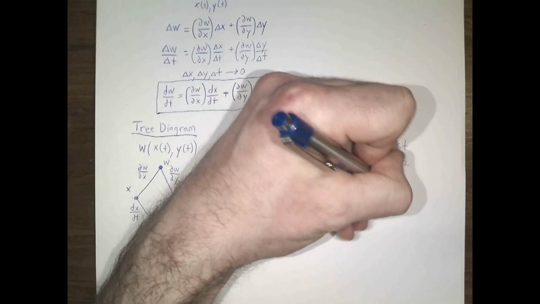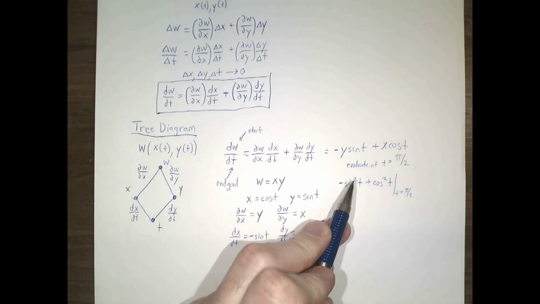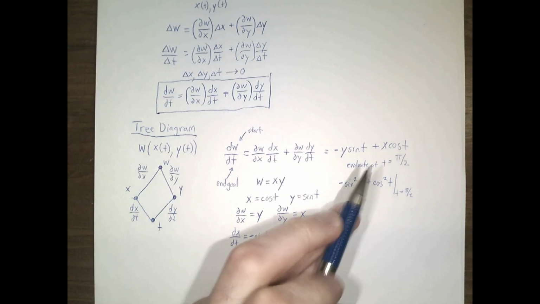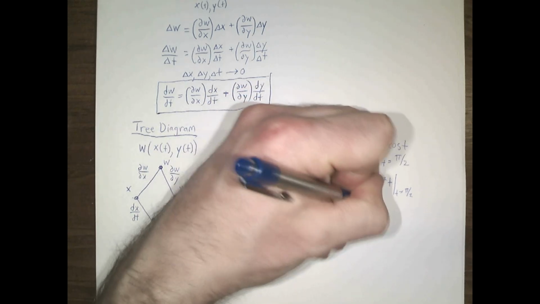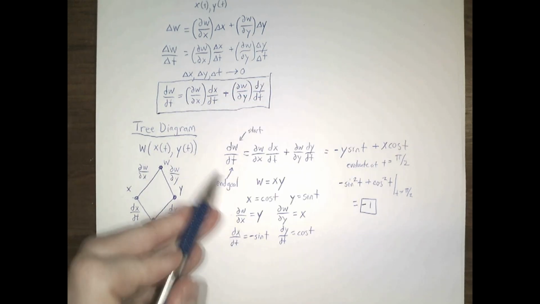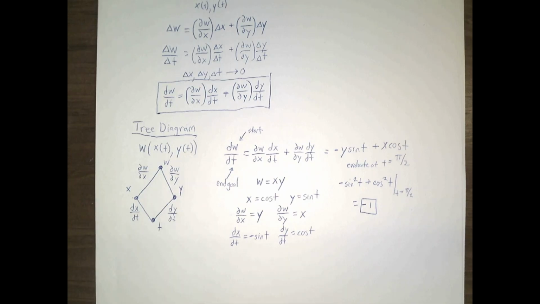We're going to evaluate that at t equals pi over 2. Cosine goes to 0 there. Sine goes to 1, we square it, the minus sign multiplies out in front, and so we get negative 1 as the derivative of w with respect to t after all of that. So the tree diagram helps us to very efficiently build what this derivative is going to look like.